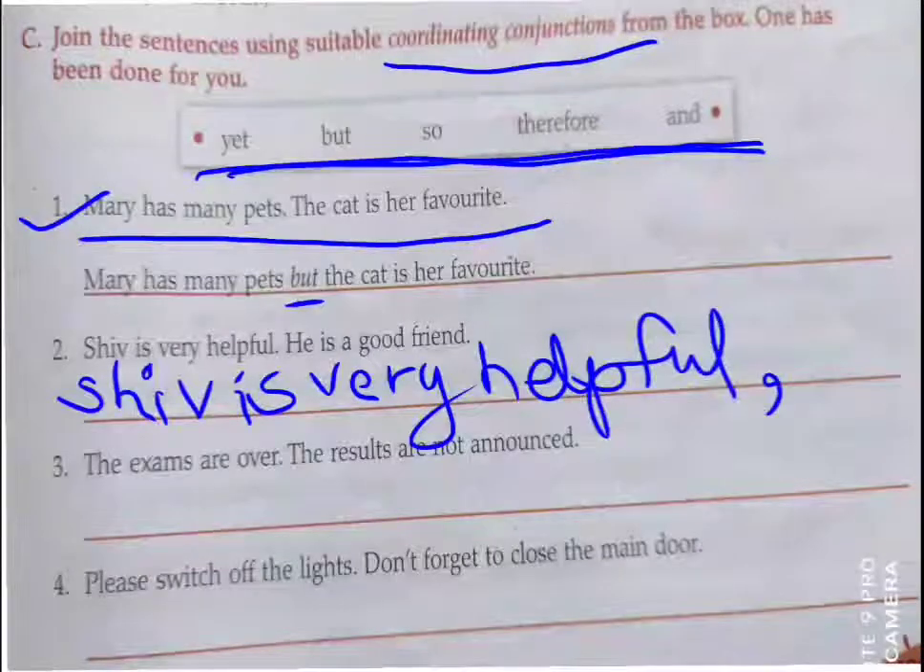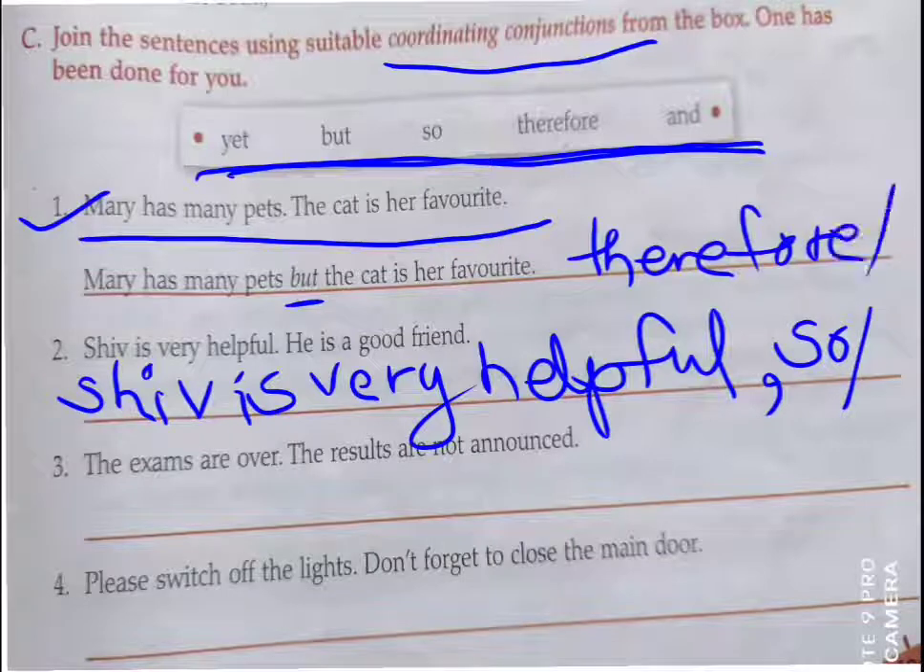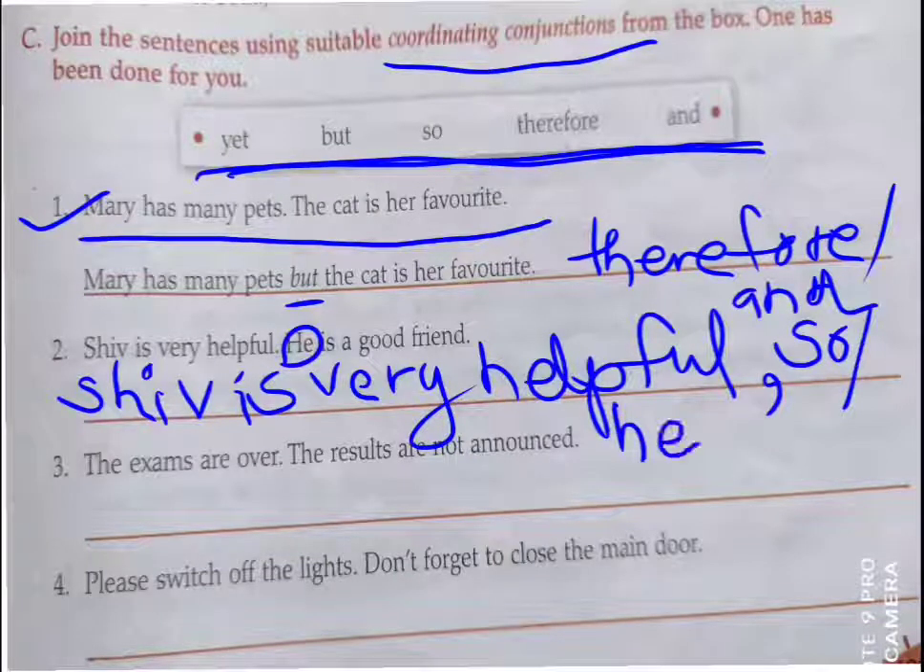After that you have to put a comma, and then you have to use so, or therefore, or if you want, you can write and. These three are correct. You can use any one also. And after this, he, the H is capital, so you have to write H small. He is a good friend, and after that you have to put a full stop.